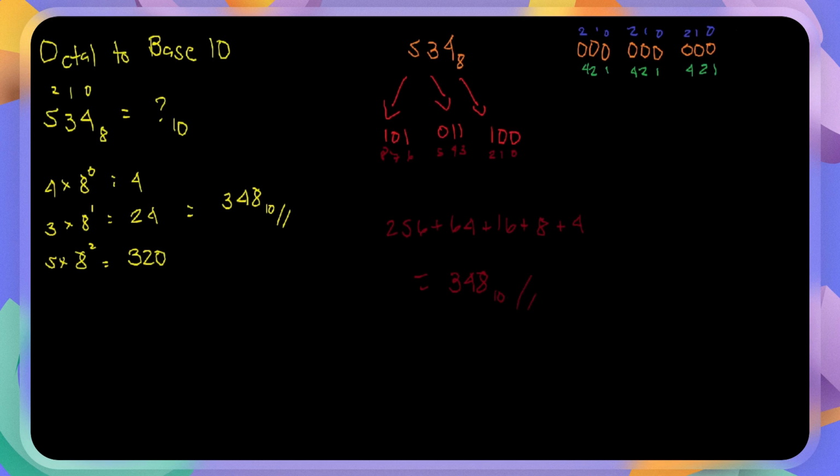As you can see, we had the same answer here and here. So you can use any of these methods to convert from base 10 to octal to binary. I guess I already showed you a method to convert that to binary real quick.